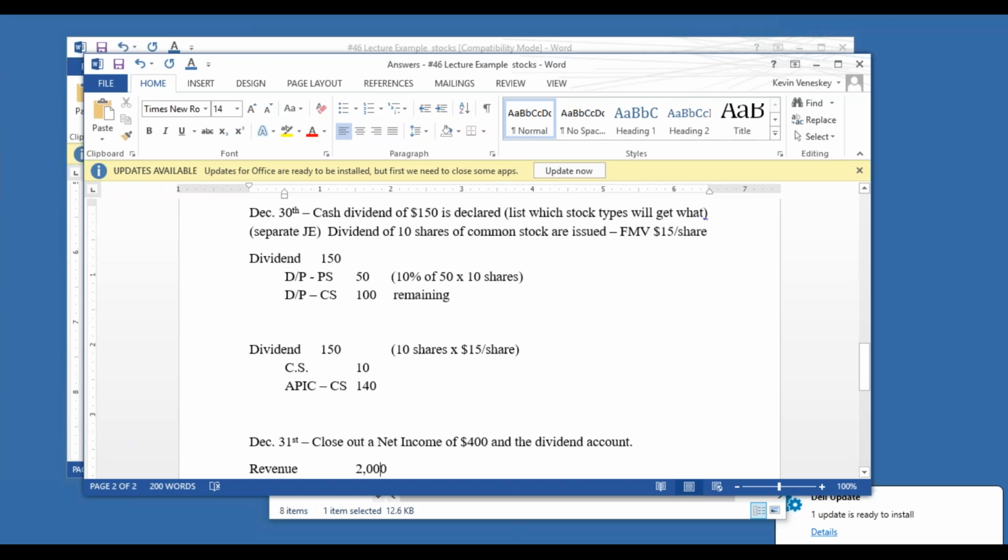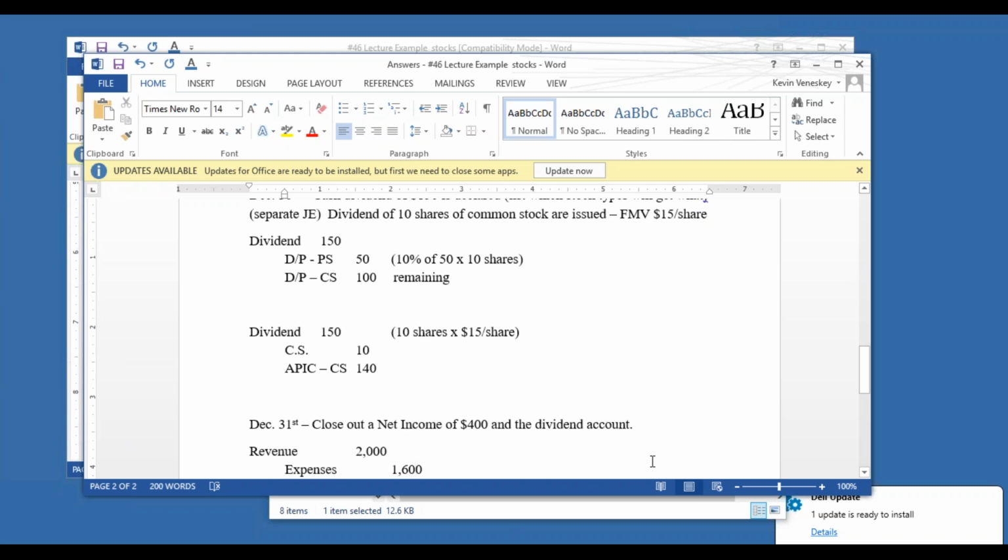The final piece, on December 31, I want us to close out net income of $400 and then also close out the dividend account. Now I'm going to do this the quick and dirty way. If you want to do it the longer method to actually visualize what's going on, you should do that. But when I close out a net income of $400, I'm going to, in my head, come up with two numbers, revenue and expenses, that when I net them come out to be $400. And so I did that using $2,000 in revenues and $1,600 in expenses.